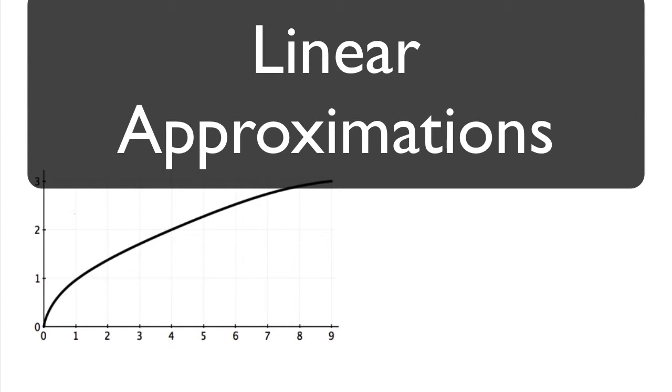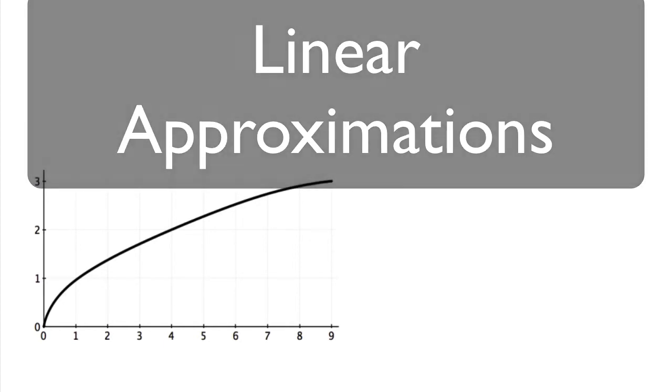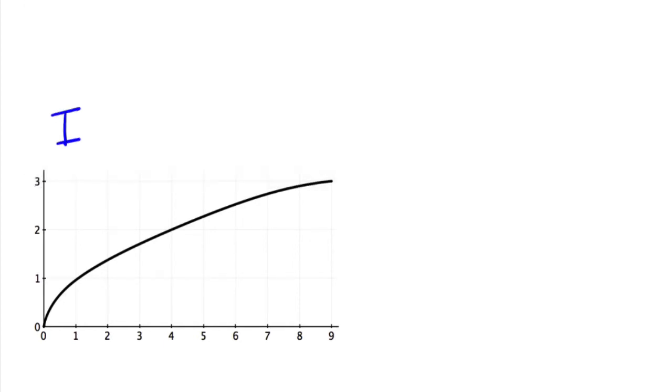So we're going to look at linear approximations. Let's take a look at the idea first. The idea is pretty simple. There are some formulas involved, but really understanding it is not very complicated. Let's say, for example, we have this function. This is square root of x.